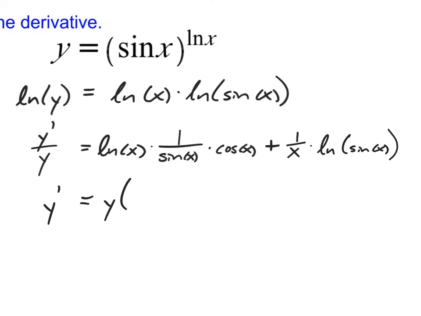So I got natural log of x times, well, it's going to be times 1 over sine times cosine. What does 1 over sine times cosine equal? Well, that'd be the same as cosine over sine. And what does cosine over sine equal? Cotangent. And so this would be cotangent of x there. So notice, this became the cotangent.